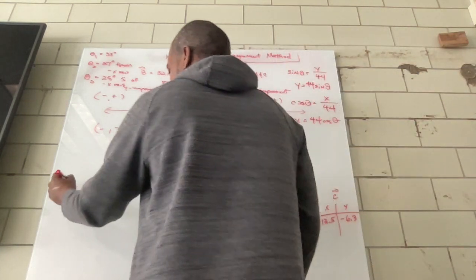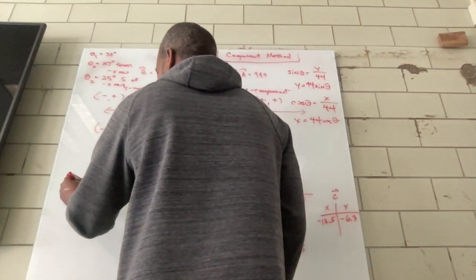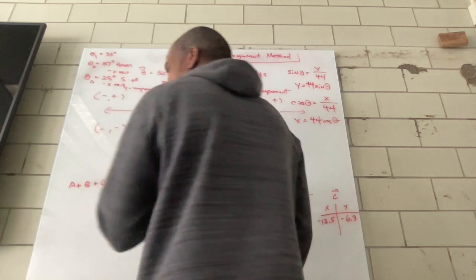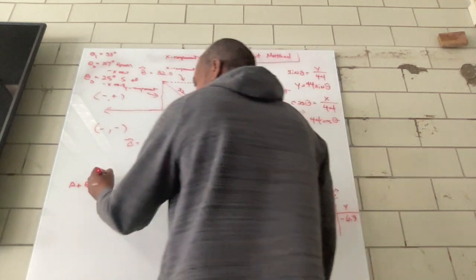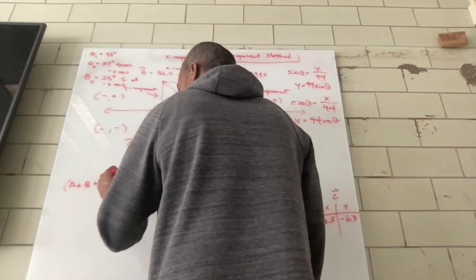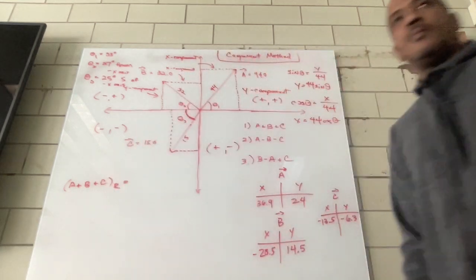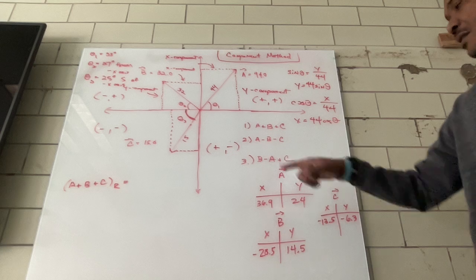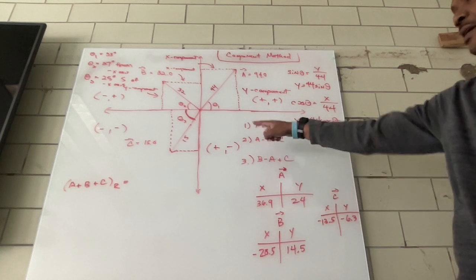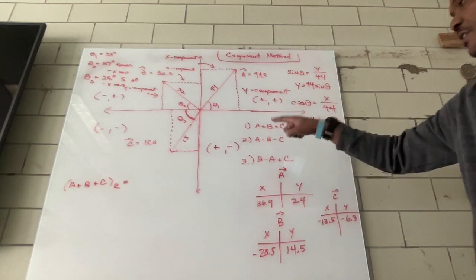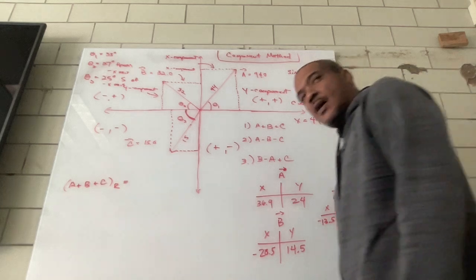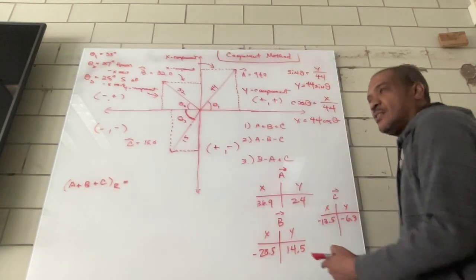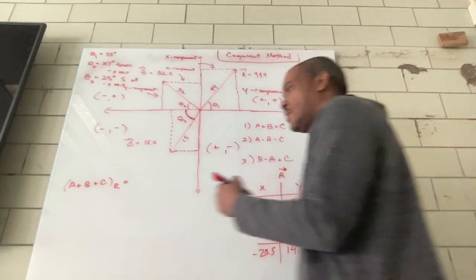A plus B plus C. So, in order to get the resultant vector of A plus B plus C, right? That's a resultant vector, which is the combination of vector A plus vector B plus vector C. Right? So once we have them resolved in this way, it's very simple.